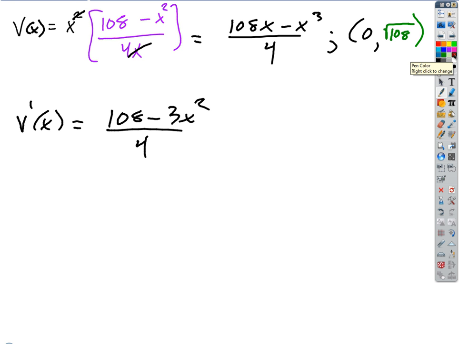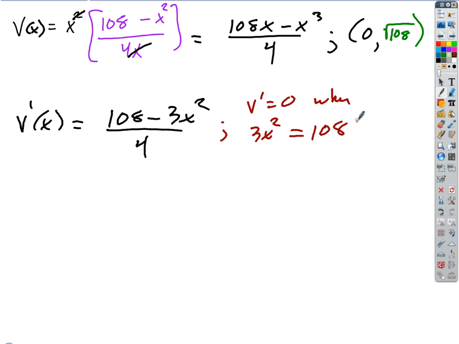Is the first derivative undefined for any place in our domain? No. Okay, where would it equal 0? V prime would equal 0 when the top is 0, right? We can ignore the 1/4, but we know this fraction is going to be 0 when the numerator is 0. So V prime is 0 when 3x squared equals 108.